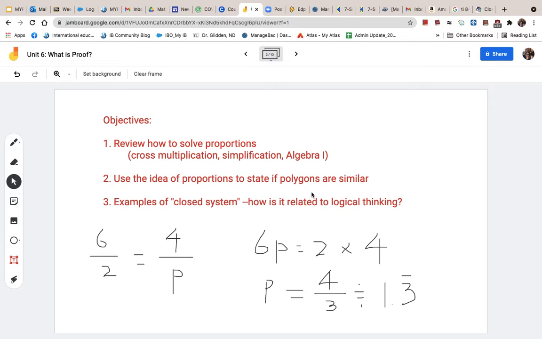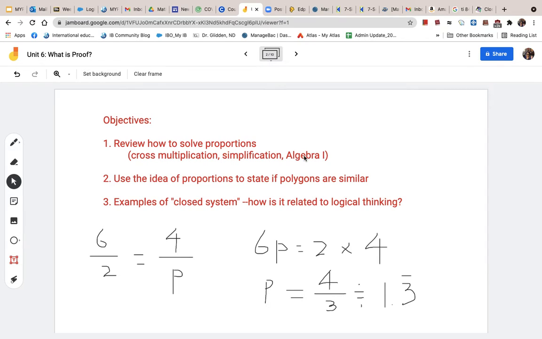Alright, so let's look at 3 objectives for the lesson today. We're going to try to review how to solve proportions and try to apply the ideas of cross multiplication (交叉相乘法), simplification (约分, 简化), and also algebra 1.